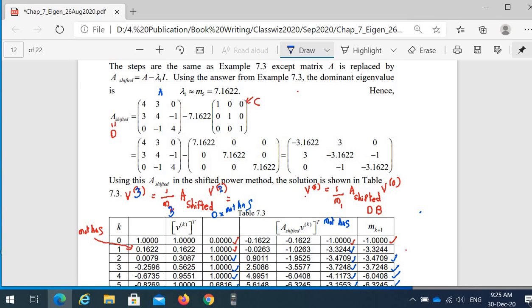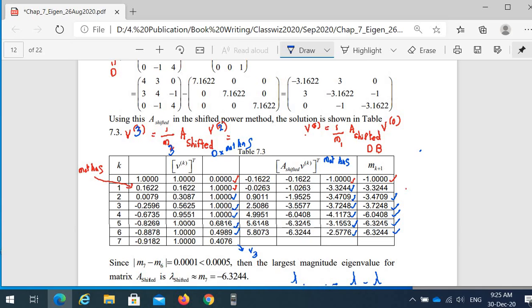Later on, we build the shifted power method table. So this is matrix P. For the first case, A shifted times V0, first time you use matrix P times B, it is kept in matrix answer. You get the dominant eigenvalue with the maximum magnitude, which is here, negative 1, including the sign.